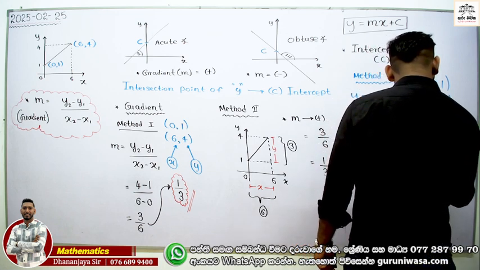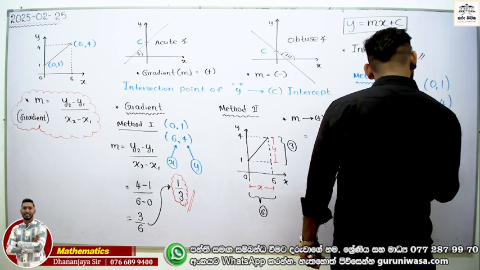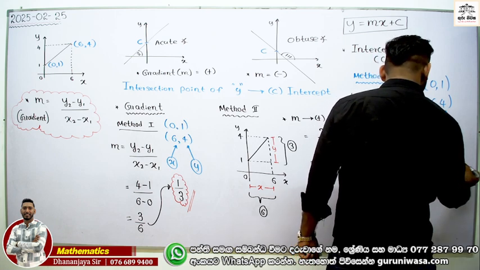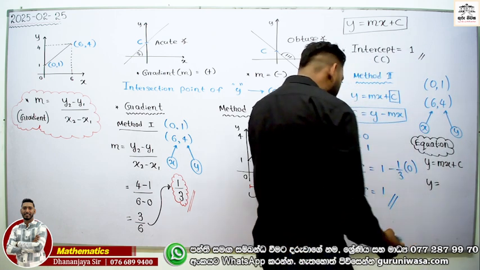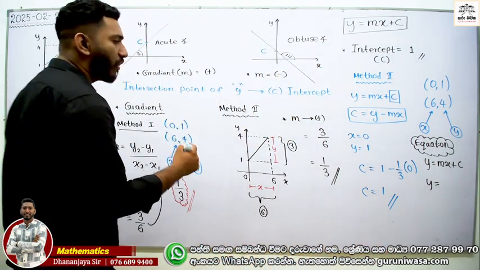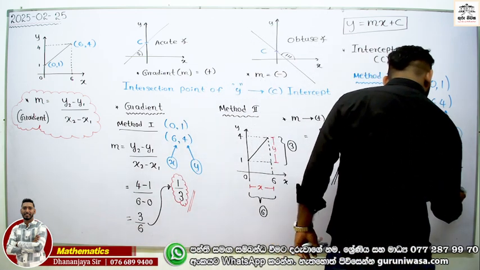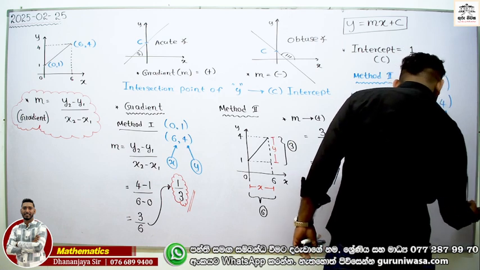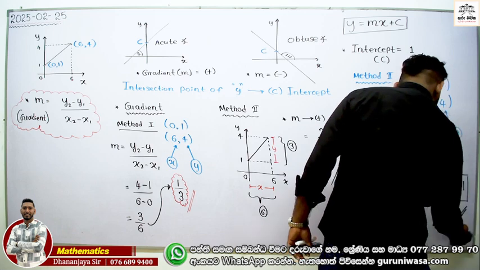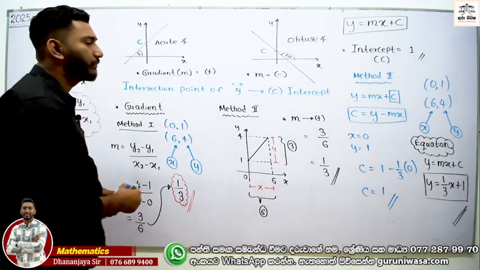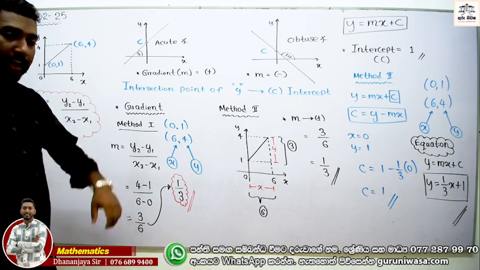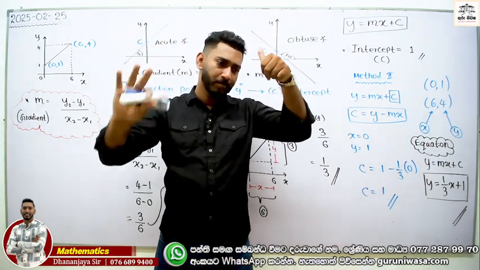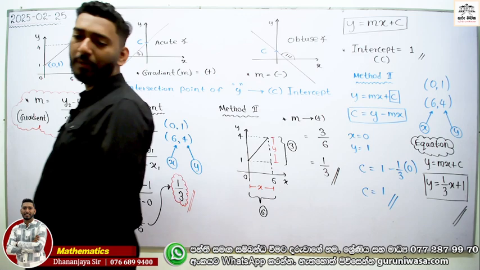Equation. Now how to find the equation? y equals mx plus c. Therefore y equals m, which is positive gradient 1/3. Therefore y equals 1 over 3 times x plus 1. This is the equation. නියමයි. වැඩේ දැක්කද පුතේ, ඔය තමයි equation එක එන්නේ. තේරෙනවද? Yes sir, very good. අපි ලියාගමු.